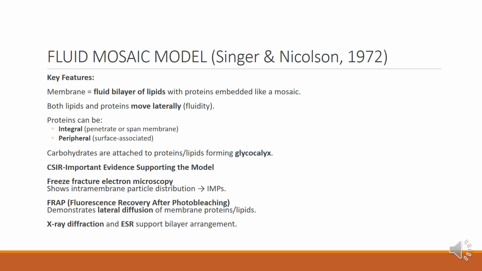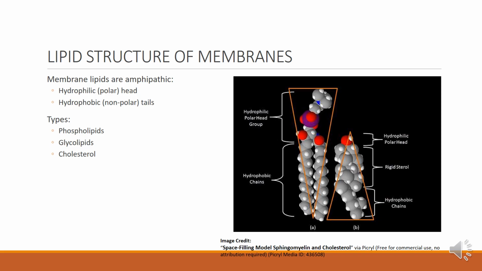Experimental evidence supporting this model includes freeze fracture electron microscopy revealing intramembrane particles, then FRAP. FRAP is fluorescence recovery after photobleaching, demonstrating lateral diffusion. The third one is X-ray diffraction and ESR. ESR is electron spin resonance spectroscopy. This confirms the bilayer arrangement. This model remains the foundational framework for understanding membrane dynamics.